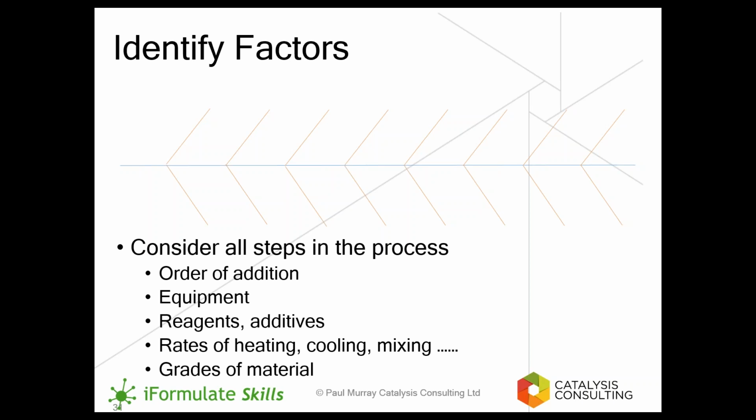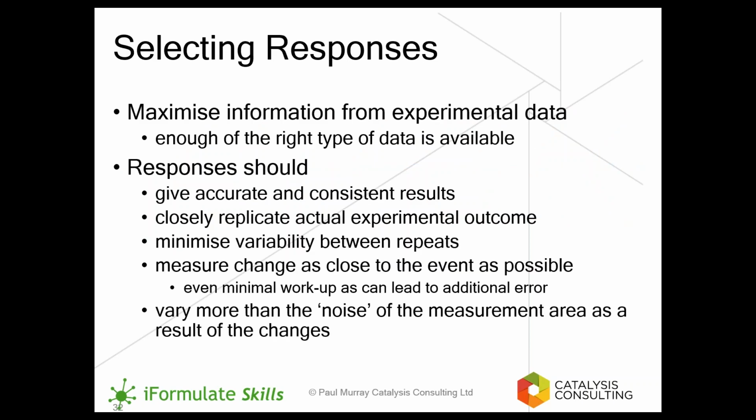When we're looking at responses, we need to make sure that we get enough of the right type of data to be able to understand how factors are affecting the outcome we want. So they should give you accurate and consistent results. They should replicate the outcome of the experiment. There should be minimum variation between them.